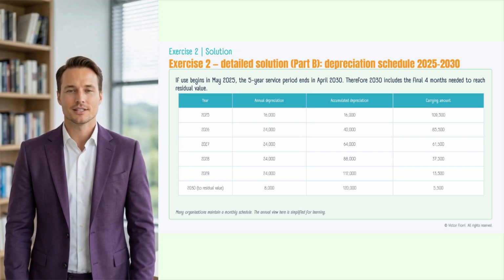This is a very realistic situation. Real business assets do not always begin on the first day of a financial year. That is why accountants need to think in terms of actual service periods, not only calendar years. The simplified annual table on the slide is excellent for learning, but many organizations keep a monthly schedule in practice. A practical tip is to check whether the final year is a full year or only a short closing period.